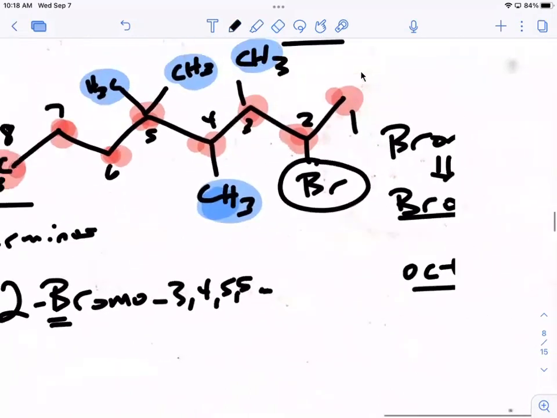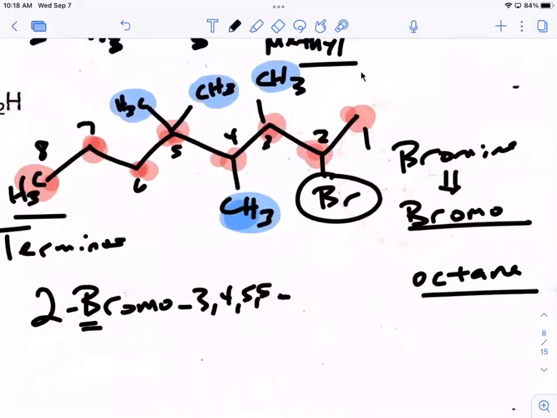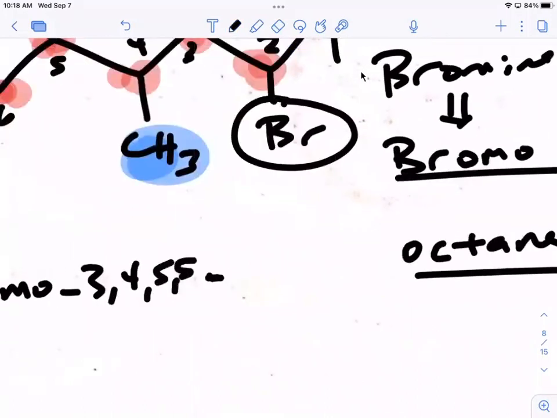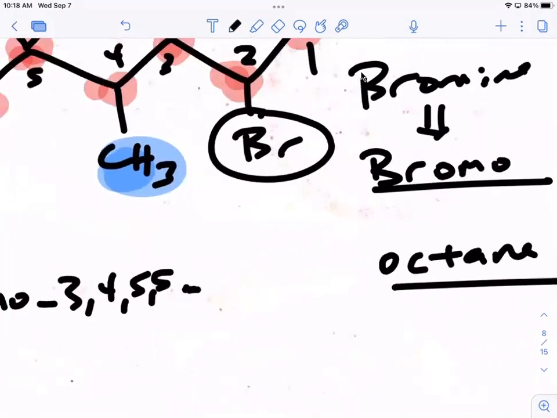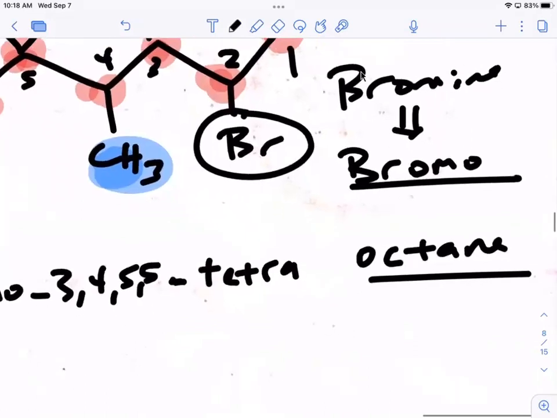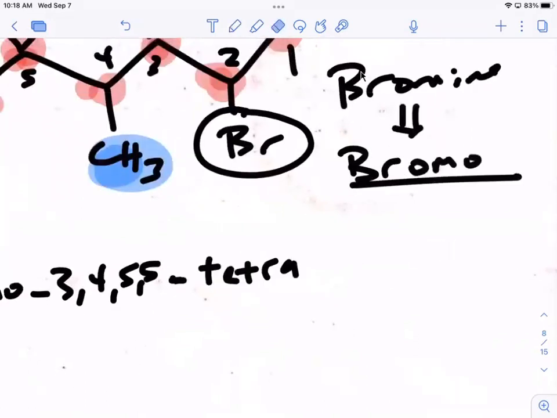Now, how many? What's the Greek prefix for 4? Anybody? Is it tetra? Good. 3, 4, 5, 5. Tetra. And I'll explain all that in a second. I gotta erase that.